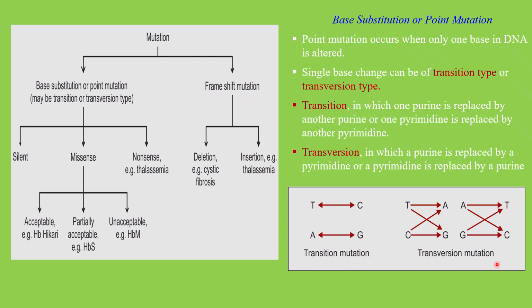In the transversion mutation, a purine base can be replaced by a pyrimidine one. A thymine can be replaced by guanine or vice versa, or cytosine can be replaced by adenine. So this kind of cross change of the bases is known as transversion mutation.